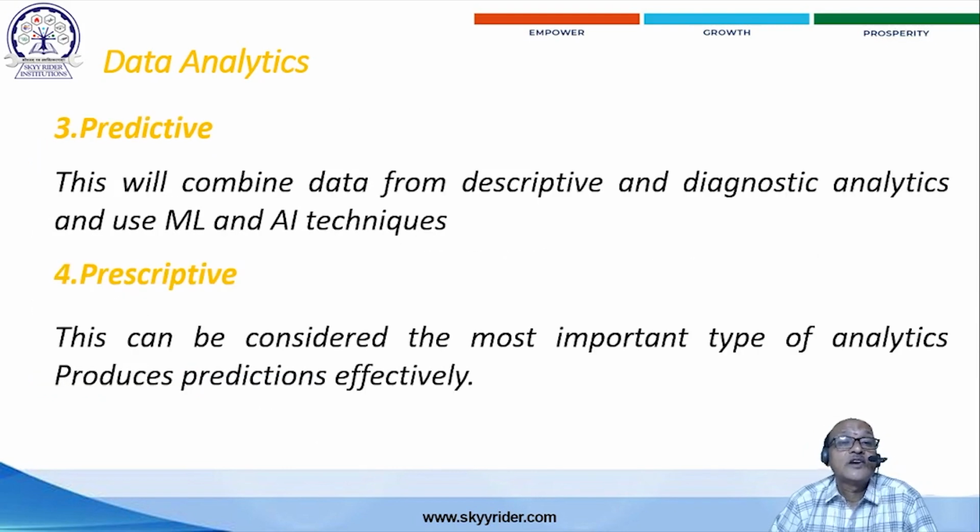The third one is predictive. This combines data from descriptive and diagnostic analytics and uses ML and AI techniques. Only then will we get the predictive analysis, and take action. How to take the action comes under predictive. Finally, there is prescriptive. This can be considered the most important type of analytics, producing predictions effectively. These are the data analysis types in data science.